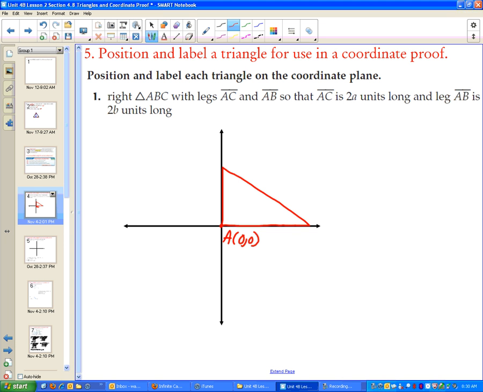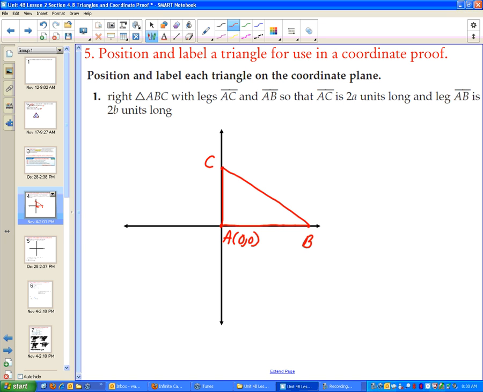Now they don't really give us any indication of which other vertex should be B and which one should be C, do they? Okay? So let's just pick this one to be B, just because. And I'll pick this one to be C, because it has to be if I've chosen the other 2 to be A and B. The length of segment AC is 2A units long.